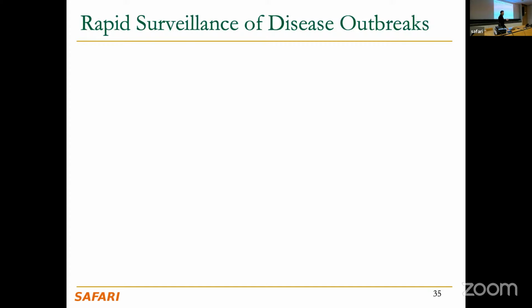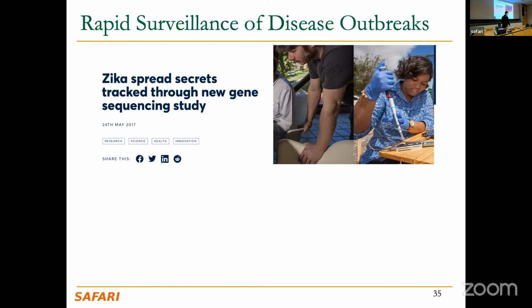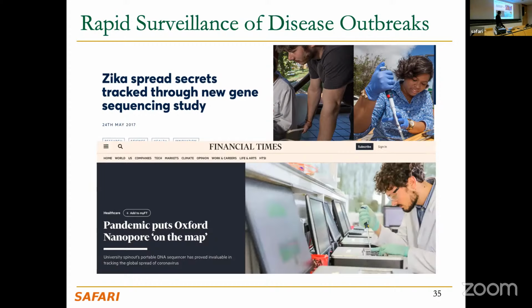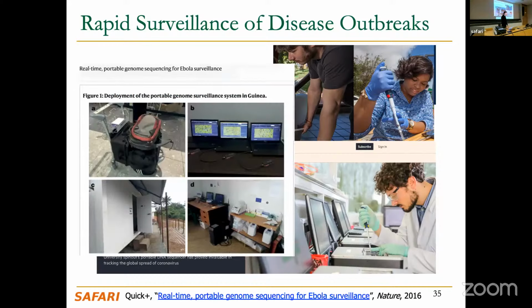Another point is the rapid surveillance of disease outbreaks. I guess we all remember the COVID outbreak, but genome sequencing and genome analysis have also been helping to understand outbreaks better. For example, a very small sequencer, a nanopore sequencer, has been used to identify the Zika spread in Africa. This has also been used for identifying samples contaminated with the COVID virus, and also for Ebola virus. So people are now using DNA sequencing or genome sequencing for rapid surveillance of disease outbreaks.